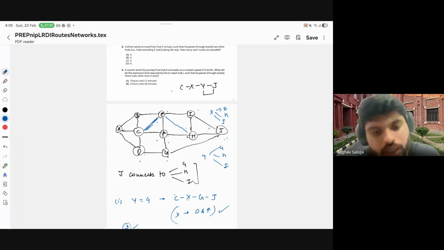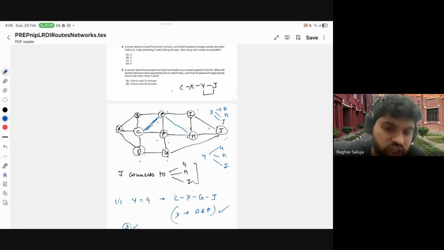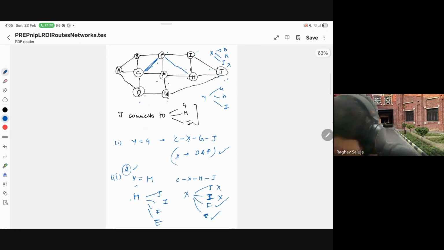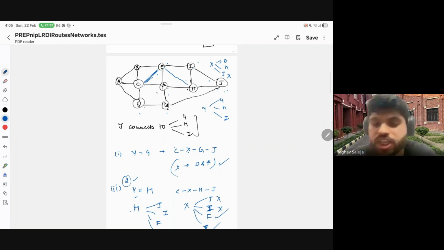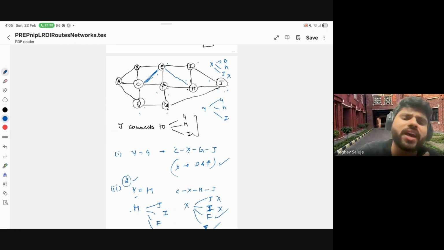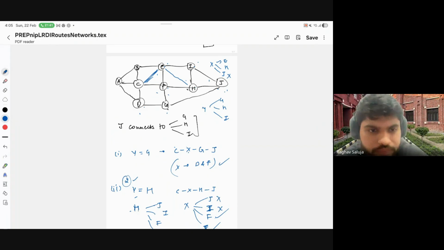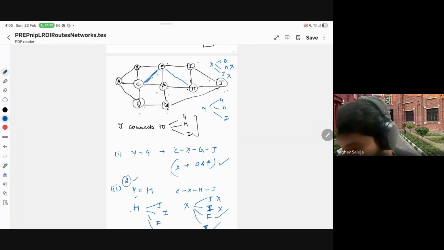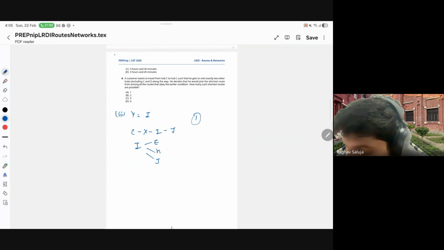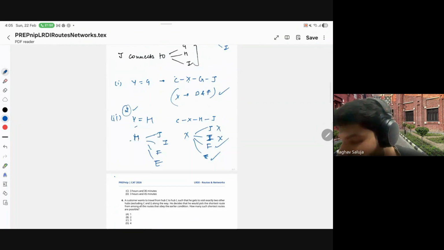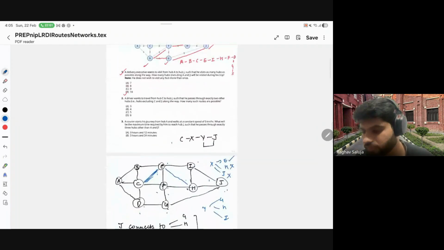Now can X be J? X cannot be J because it is the end. There is no direct route between J and C. Sorted. Can X be H? Nope. Why? Because there is no direct path from H to C. So X can't be H also. Can X be E? Yes, there is a direct path. So X can be E. So one case arises from this when X is equal to E. So total number of cases are 2 plus 2 plus 1, 5 cases.